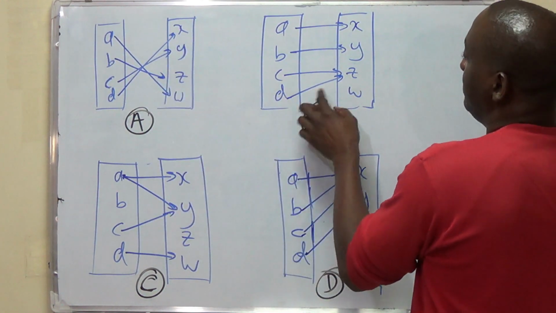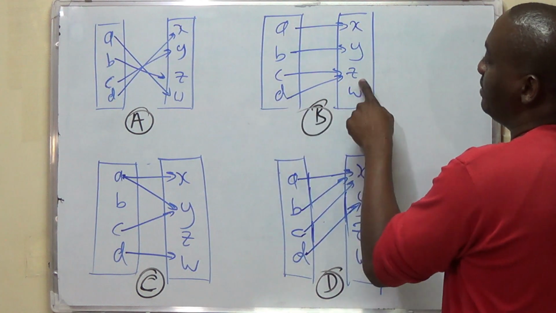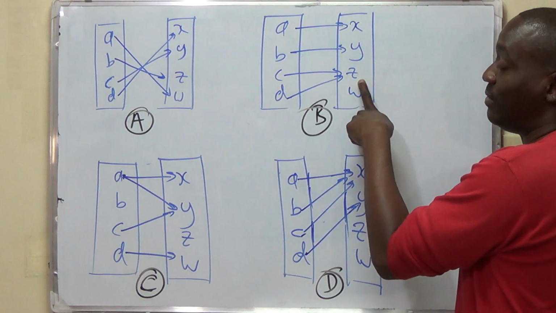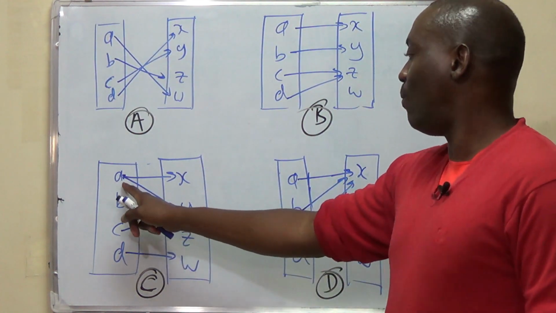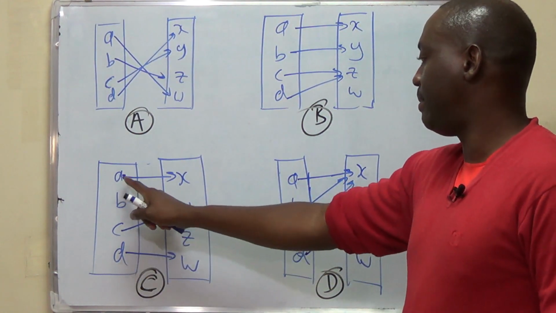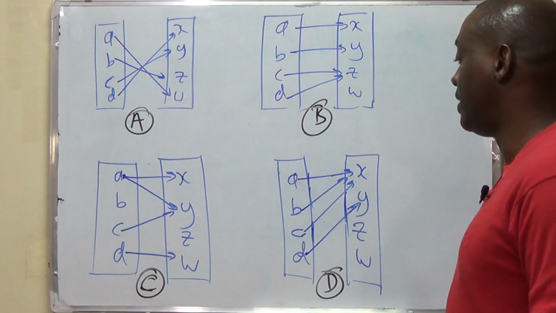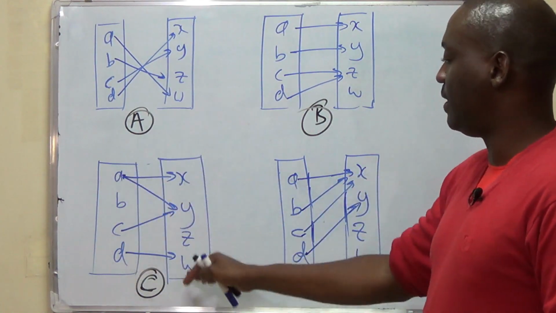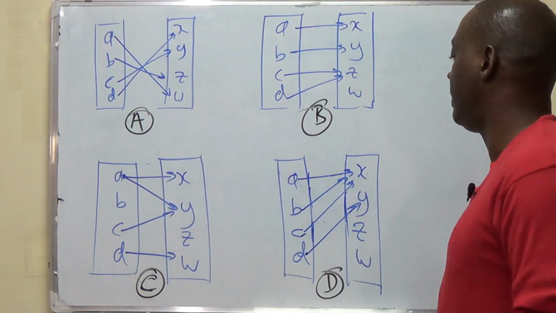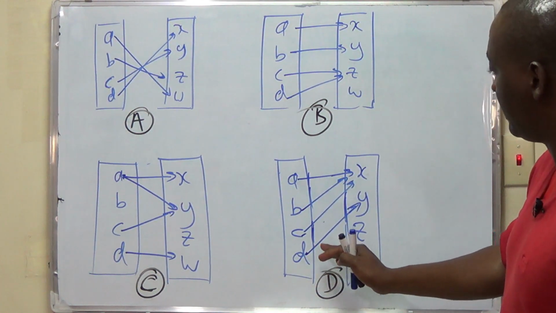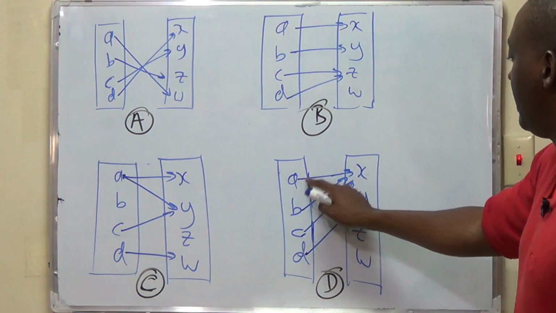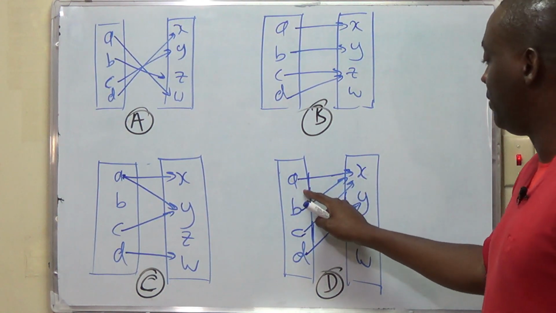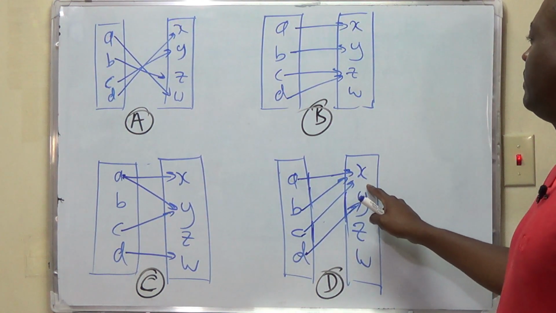Because in this case you have both of these mapping onto Z. So this is not a one-to-one, this is a many-to-one, right? This here is a one-to-many because you have A in the domain mapping to two values in the range, X and Y. This case here is also an example of a many-to-one because you have A and B in the domain mapping to X in the range.